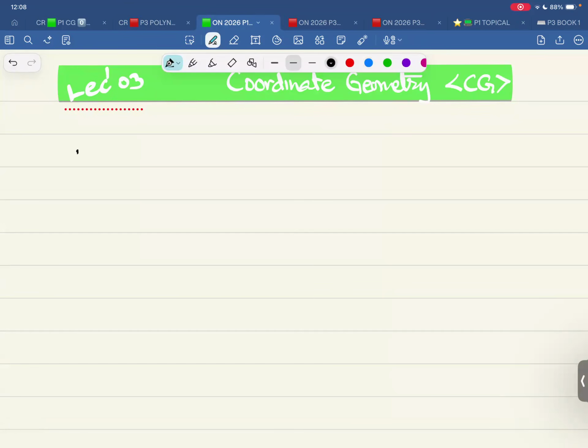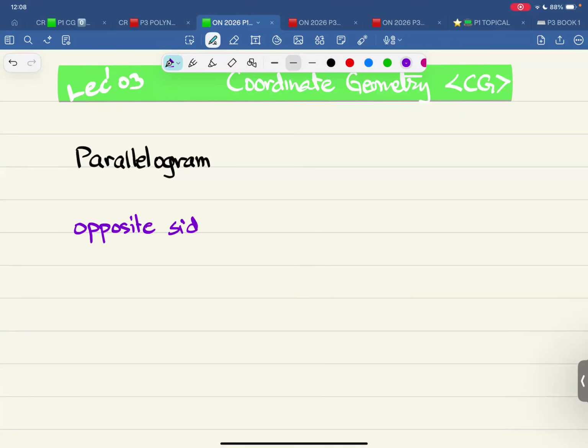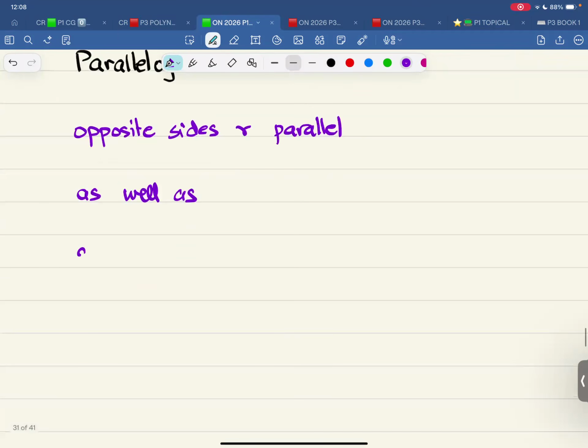Let's talk about the concept of parallelogram. What is a parallelogram? What is the definition? The definition is opposite sides are parallel as well as equal in length.